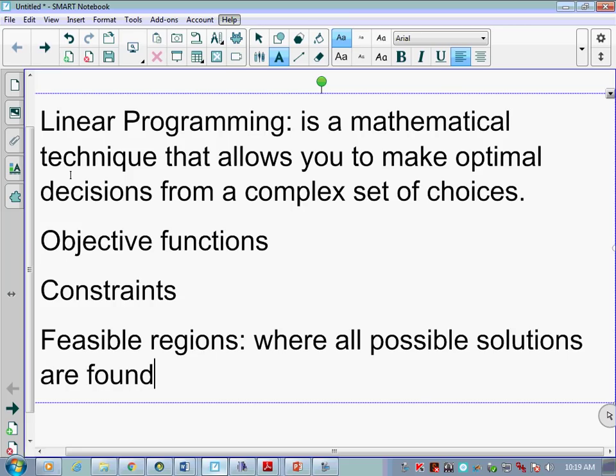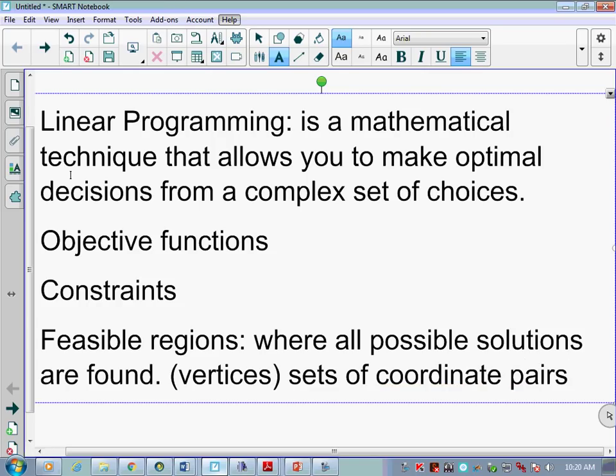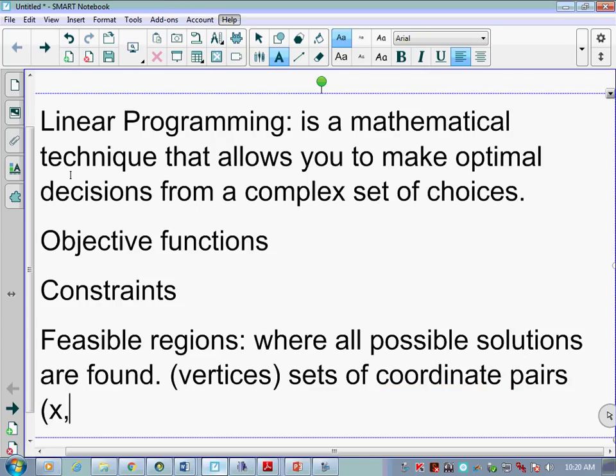When evaluating a solution, a key area to focus on are the corners of the feasible region. We want to look at the vertices. These are places where those lines connect. That's really the biggest part of what they're showing me here. We've got objective functions, constraints, and feasible regions, and specifically we want to look at vertices. Vertices are going to be sets of coordinate pairs, or XY locations.